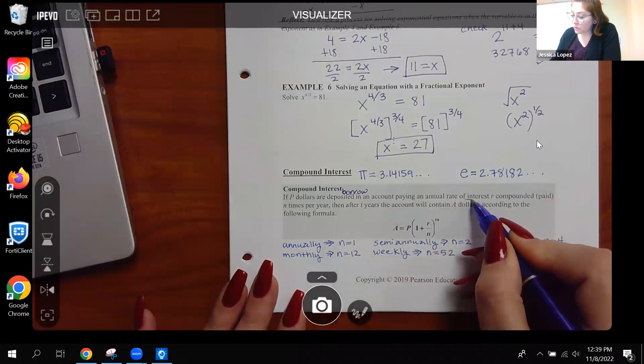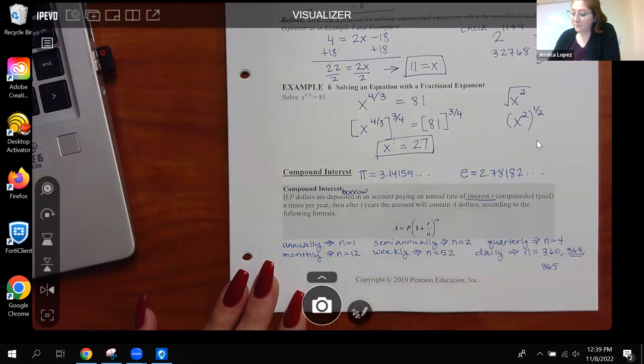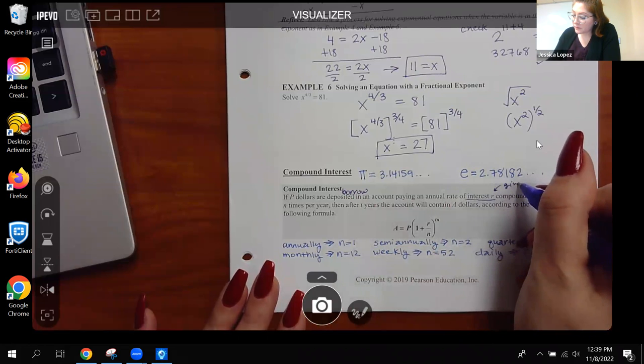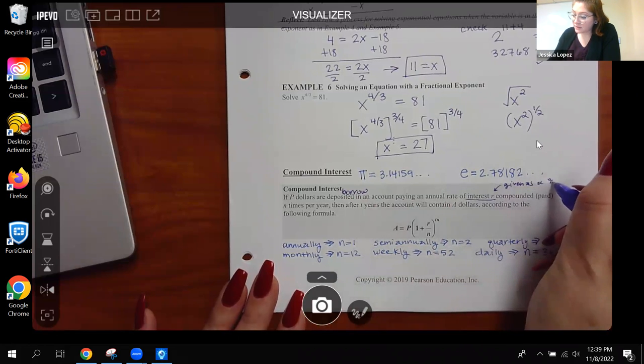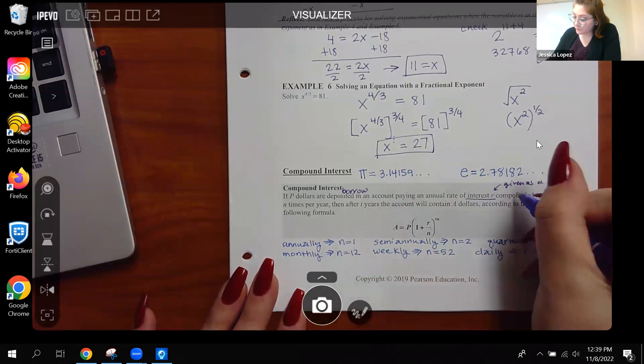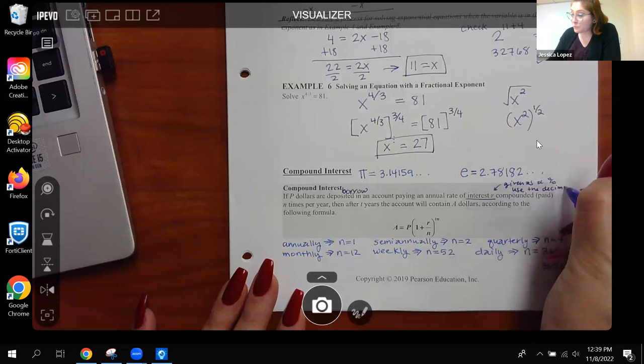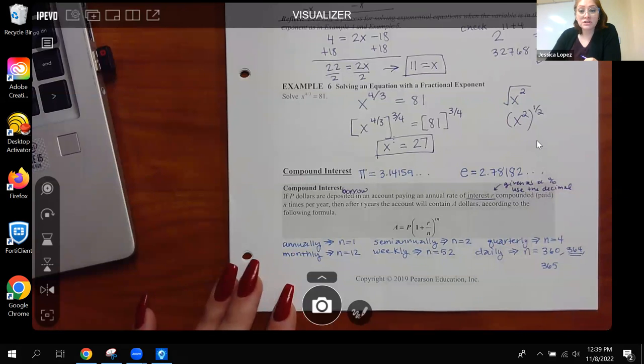So R is always going to be your interest rate, okay? And R is usually given as a percent, but when you use it, you have to use the decimal. And it's important that you know that, because if you don't change the percents to a decimal, your answers will be all off. So if I tell you that the interest rate is 5%, you don't plug in 5 for R. You plug in 0.05 for R, right? That's the decimal representation of 5%.